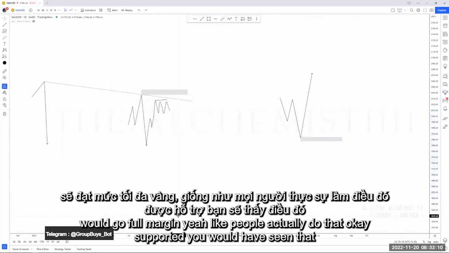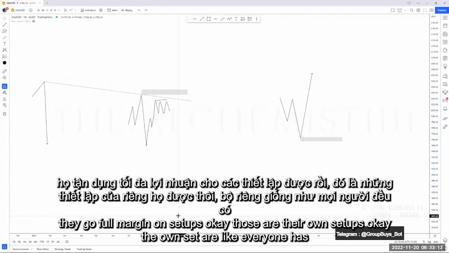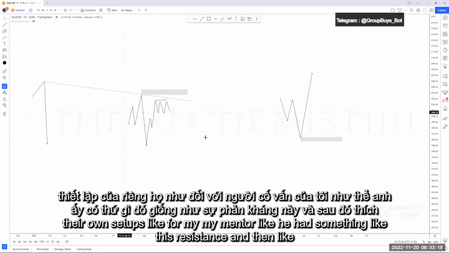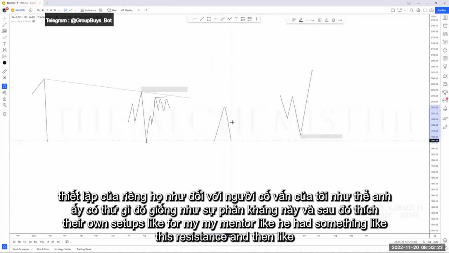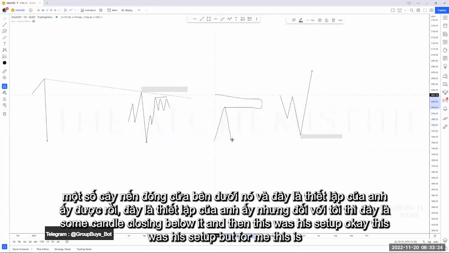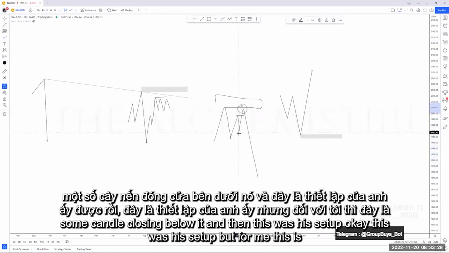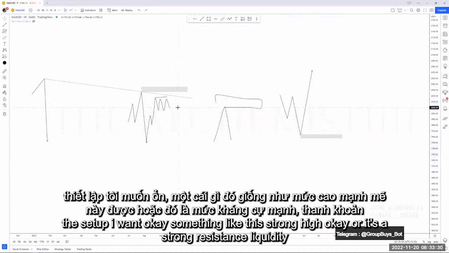Like, people actually do that. Support and resistance traders, you would have seen that they go full margin on setups. Those are their own setups. Everyone has their own setups. For my mentor, he had a resistance and then some candle closing below it, and this was his setup. But for me, this is the setup I want.